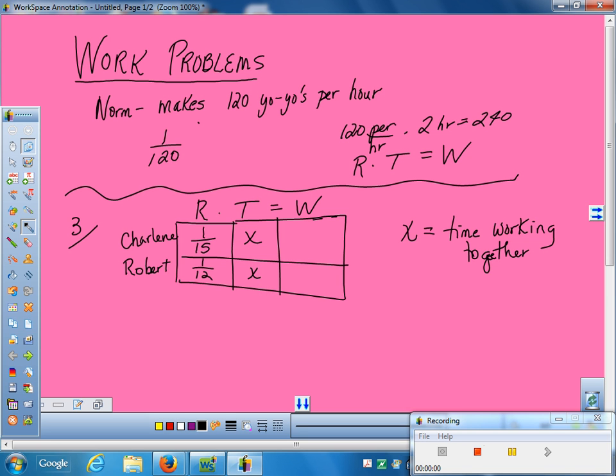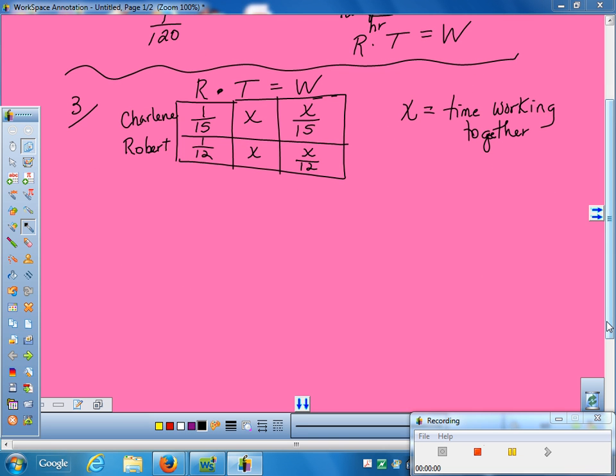Okay. So what's the amount of work that they get done? Yeah. So you're going to multiply. So you're just going to multiply across. You're going to end up with X over 15 and X over 12. Now, here's the part that's a little weird with these. That's the fraction of the job each person's going to do. Together, they're going to get the whole job done. So add. You have to add them because they're working together. But the question is, what does it equal?